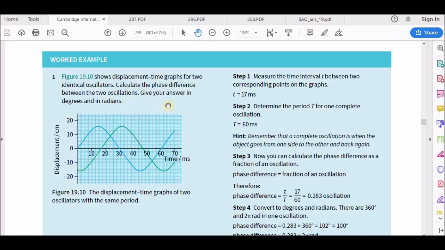Okay, frequency is the same. Give your answer in degrees and in radians. So phase difference, that means we have to find by how much one wave is lagging behind the other, or we have to find by how much one wave is ahead of the other.